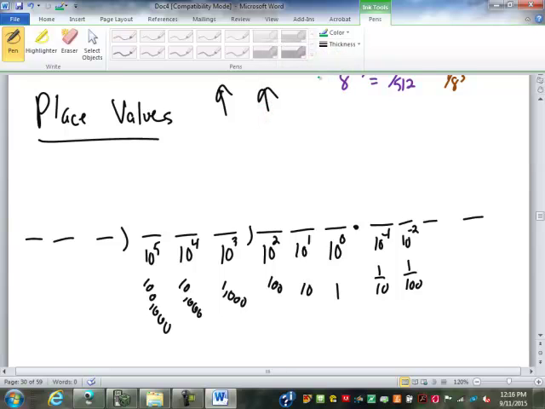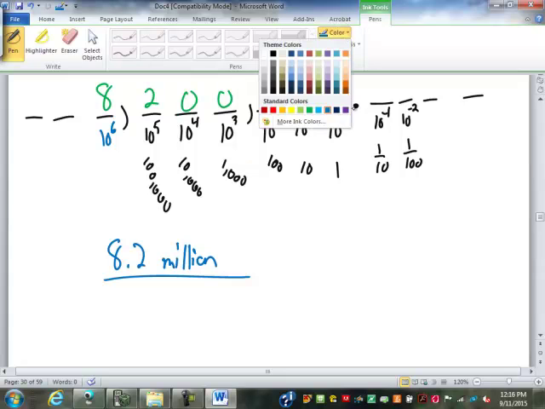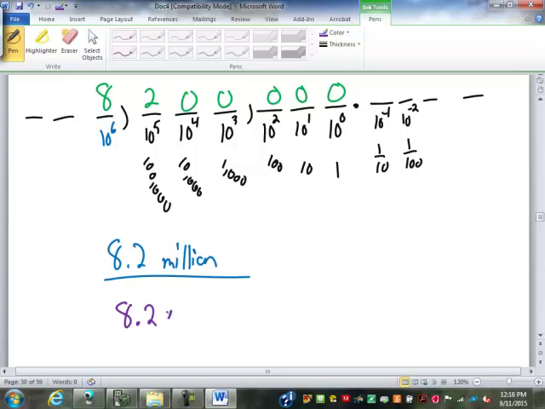But where it comes in for us is this. If I have 8,200,000, sometimes to abbreviate that, we would write it as 8.2 million. Well, the reason they say that is the 8 is in the millions place. So we say that as millions and leave the rest after a decimal point. Well, another way to say millions is 10 to the 6th.